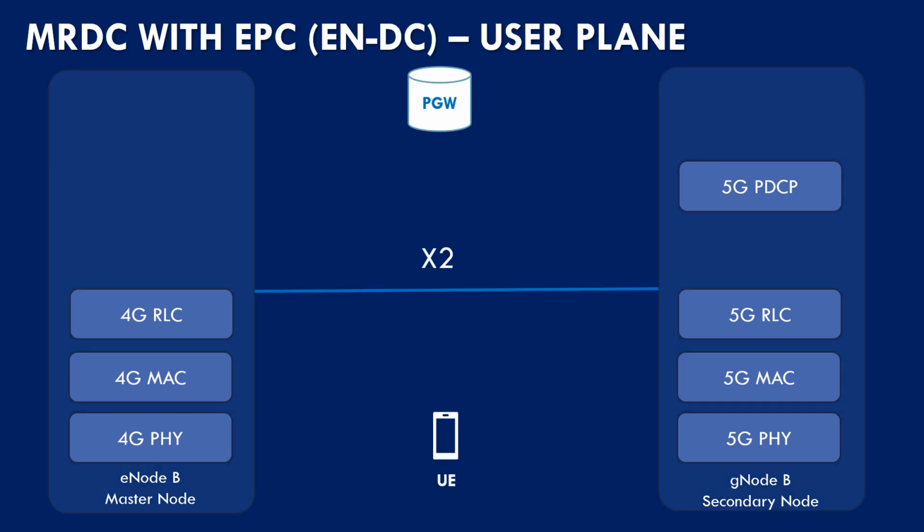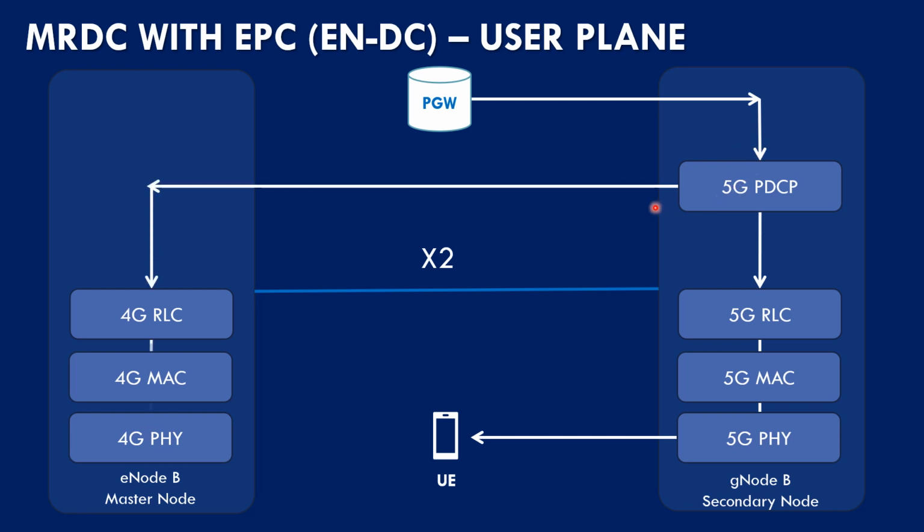Continuing our discussion of split bearer, this is the most common implementation of split bearer I have seen in the networks, where PDCP is used from G node B and data is split at NR PDCP. One split is towards 5G lower layers, which reaches the UE via the 5G air interface, and the second split is towards 4G lower layers, which reaches the UE via the 4G air interface.